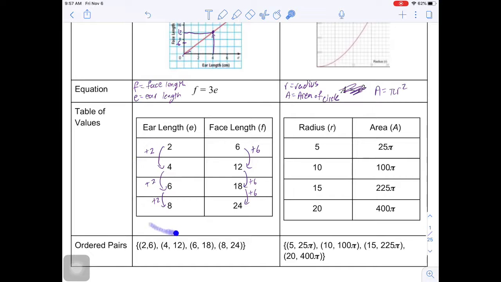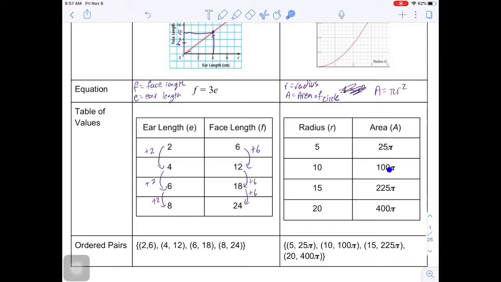So we'll talk about more of this later, but we can see, based on the table of values, that this is a linear relation because things are going up by the same amount. Over here, not quite. You are not going up by the same amount at all. You can see these numbers are continuously changing, okay?